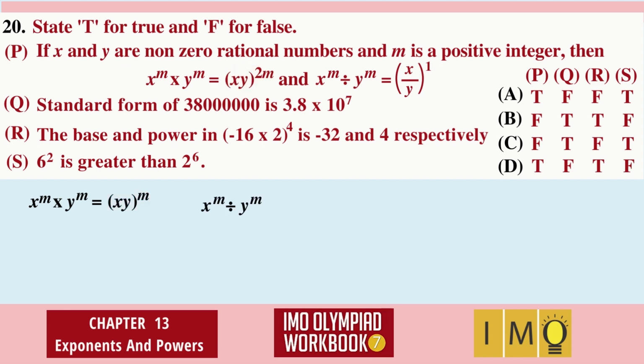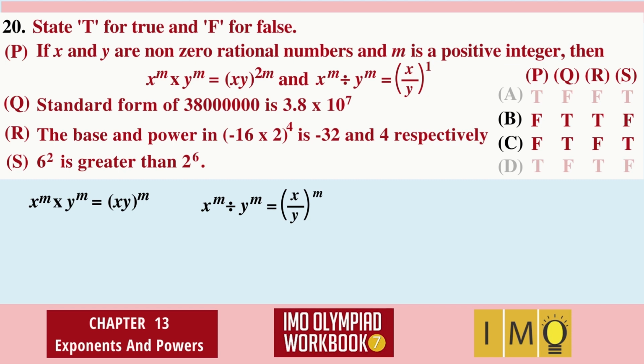Also, x^m divided by y^m becomes (x/y)^m. But in our question, it is given as (x/y)^1, which is again false. This means that statement P can be marked as F. P is marked as F only in options B and C. So options A and D can be eliminated.